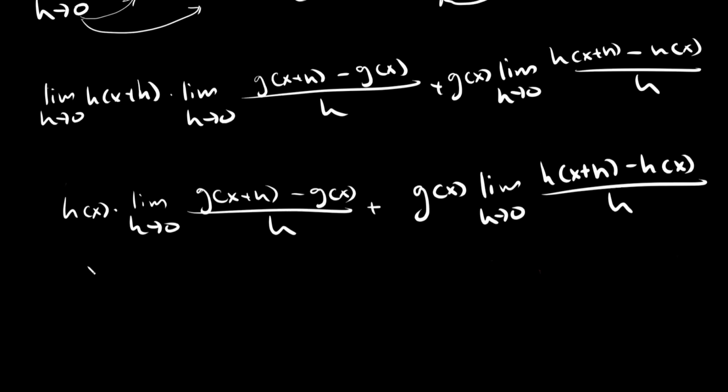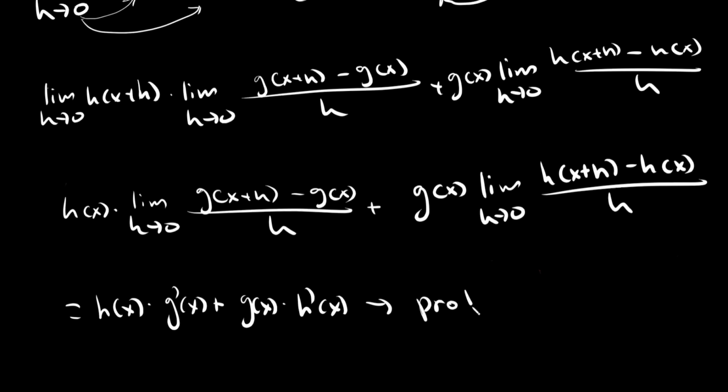Tell you what, try to write the final answer on your own. Try to see if you can guess what it is. If you guys guessed it, you guys are already good at calculus, right? So if you already have guessed it, you should get something like h of x times g prime of x plus g of x times h prime of x. This is my product rule.